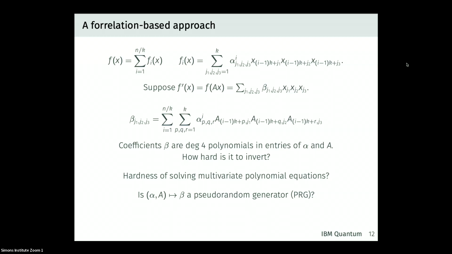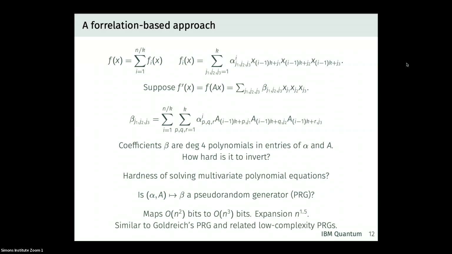On the other hand, this beta is going to be on the order of n cubed because it's the list of the coefficients of a degree 3 polynomial. So you're effectively mapping n squared bits to n cubed bits. And this is like a pseudo-random generator that is expanding with an expansion factor of n to the 1.5.